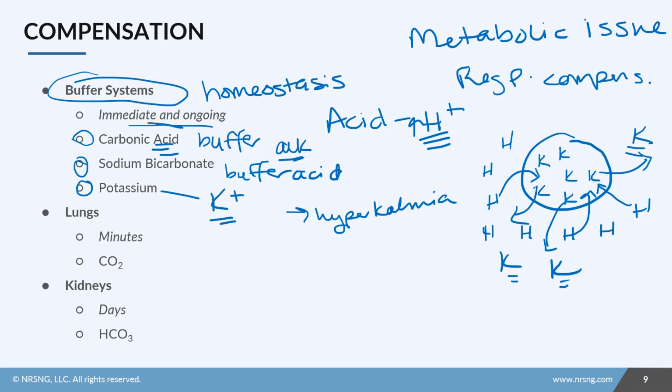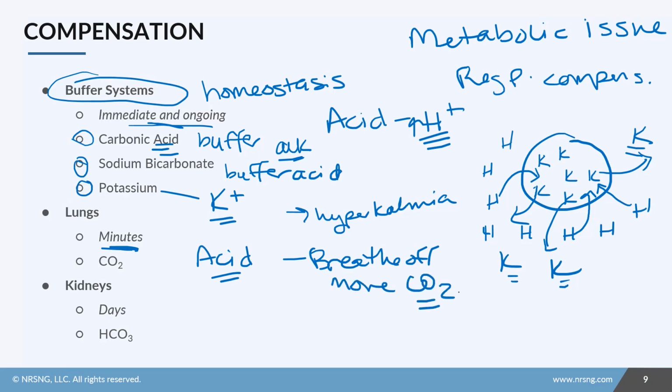Okay? Now the other 2 buffer systems that we have are going to be the lungs and the kidneys, and we've already briefly touched on these. The lungs will kick in within minutes to help regulate the CO2 levels by breathing faster to get rid of CO2 or breathing slower to hold it. So if I am in an acidotic state and I want to have less acid, I'm going to breathe off more CO2. That way I get rid of it. CO2 equals acid. That helps to decrease my acid levels.